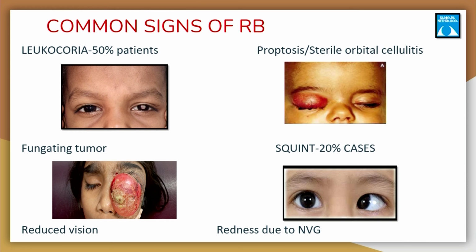The most common presentation was proptosis. From there, we have progressed much better now. So for us now, leukocoria is the most common presentation. Yes, right. In some parts of Africa, you will still get proptosis as the most common presentation. Okay, go ahead.